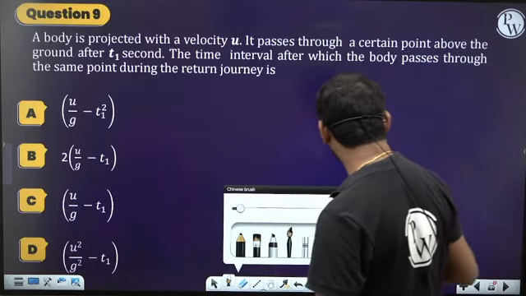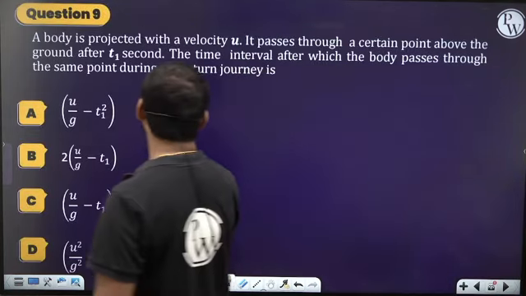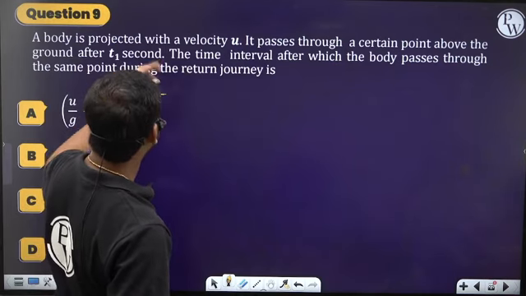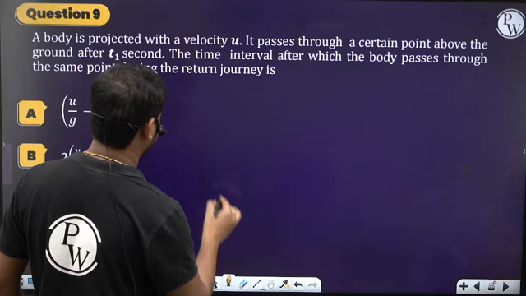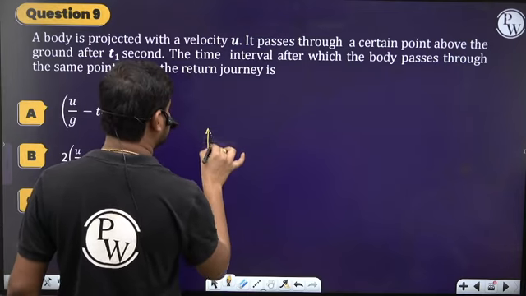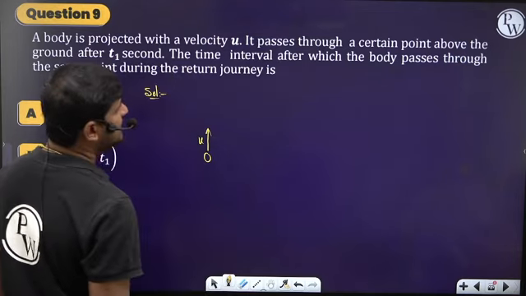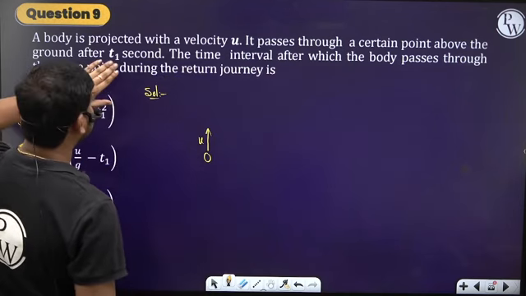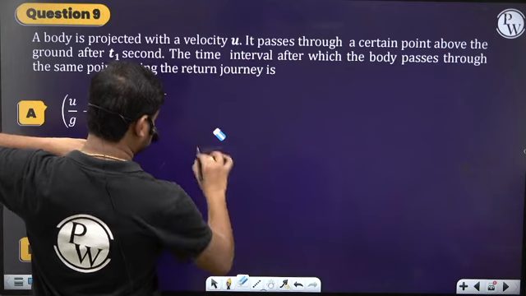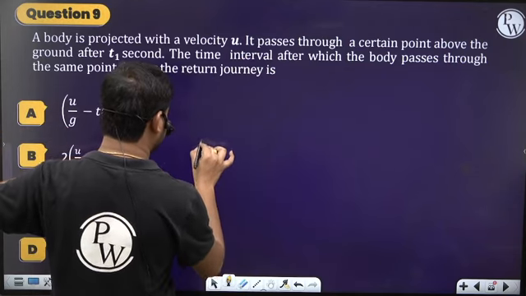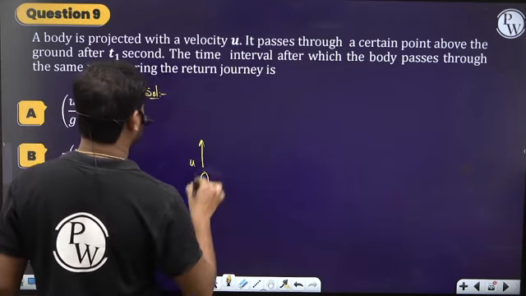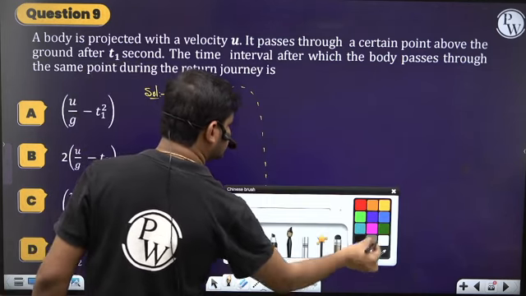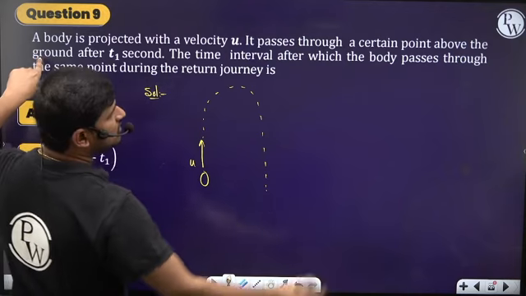So let's take the next question. Question number 9. So what does the question say here? A body is projected with a velocity u. Then it passes through a certain point above the ground after t1 seconds. So a body is thrown with a velocity u. Fine. So now it passes through a certain point above the ground.